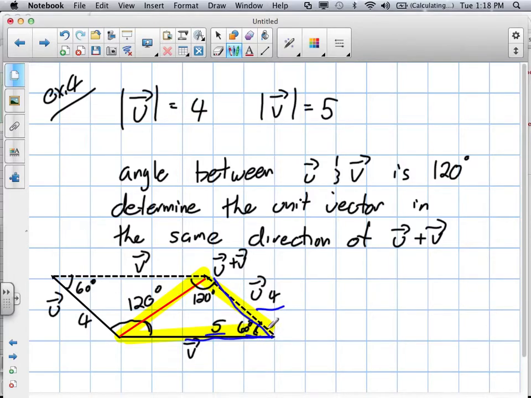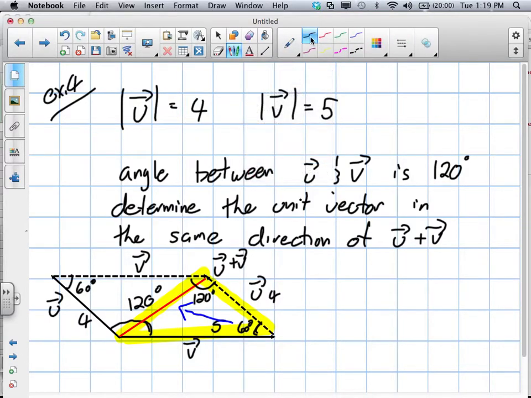So I now have a unit value of this side, an angle in between, and a unit value of this side. Can I use sine law? Why not? Yeah, I don't have a ratio. So I can find this red side here, though, or u plus v essentially, by using cosine law once again.